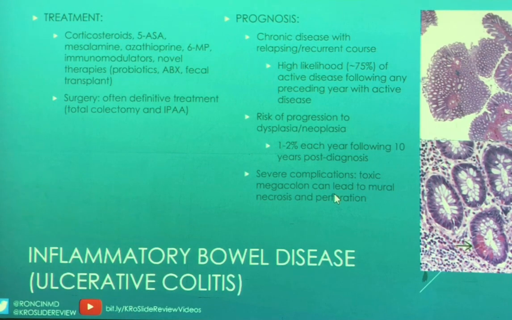Severe complications include things like toxic megacolon, and when that happens, the colonic wall gets stretched so thin that you can actually get neural necrosis, because it's simply not possible for the vessels to perfuse all that tissue, and then you can have perforation and all the complications associated with that.